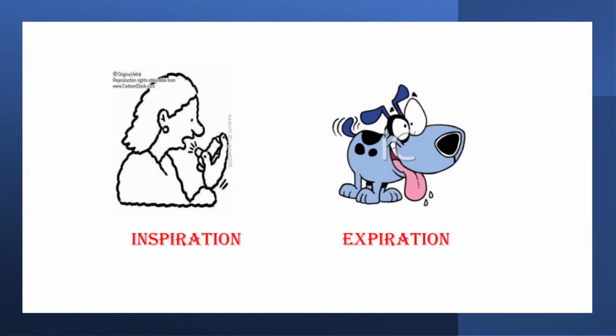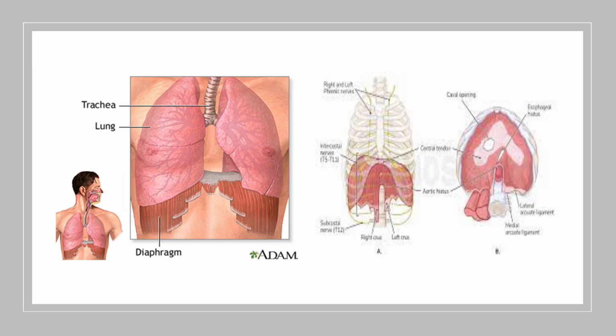As we all know, there are two phases of respiration. One is inspiration, another is expiration. Normally, during quiet breathing, inspiration is an active process which occurs due to contraction of the inspiratory muscles, whereas normal quiet expiration is a passive phenomenon that occurs due to elastic recoiling of the lungs.